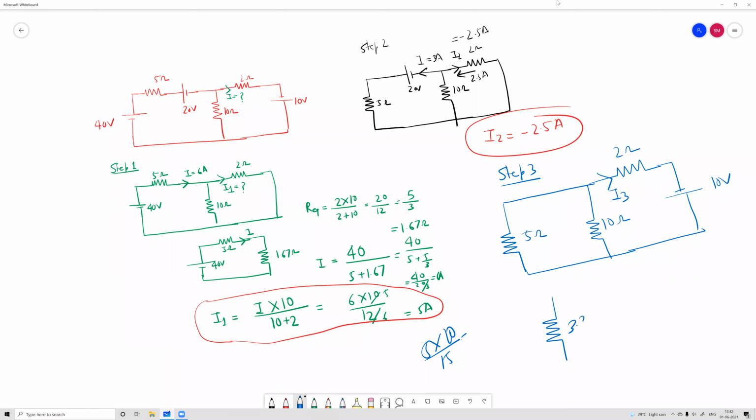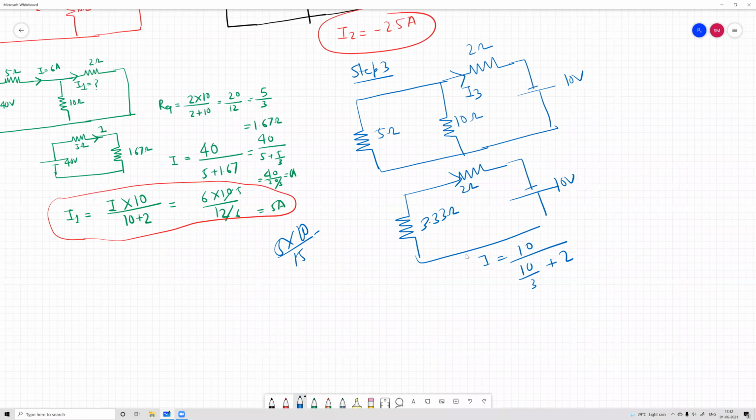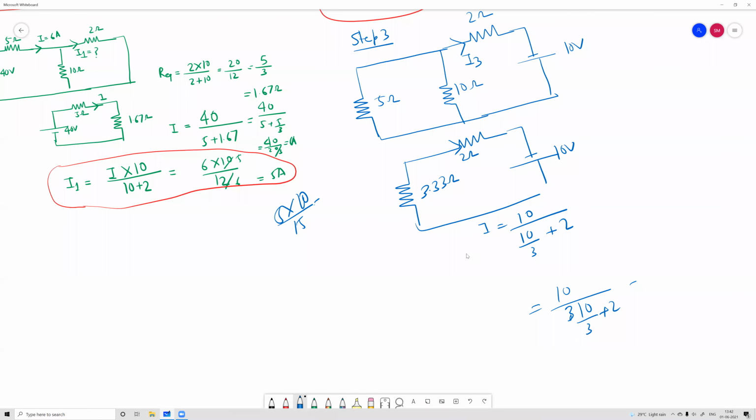So this is 3.33 ohms. What else are we getting? 5 ohms and 10 ohms in parallel, this is 2 ohms, and this is 10 volt. So I would be 10 by 3.33, which is 10 by 3, plus 2. That is 10 by 16 by 3, which is 30 by 16, yes, 1.87. You said that, right? That is the correct answer.